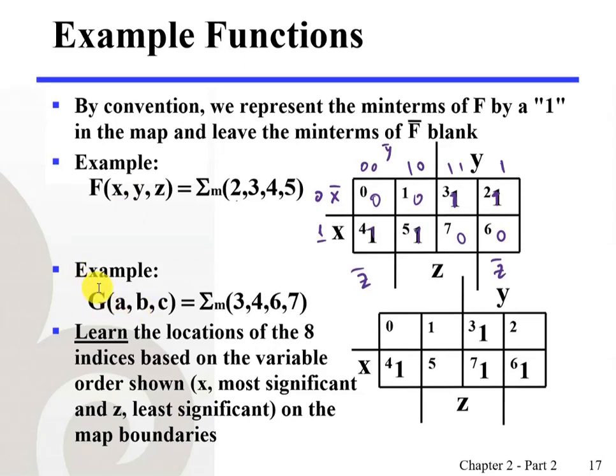Here we have another function, g, of 3 variables defined by a, b, c. Again, it is represented as a sum of product terms, minterms, in a compact way. We have 4 terms here as well. In the K-map, we indicate those locations by 1, which I also refer to as high or true: minterm 3, minterm 4, minterm 6, and then minterm 7. So you need to get used to the locations of these 8 indices: 0, 1, 2, 3, 4, 5, 6, 7. Here, x is the most significant and z is the least significant on the map boundaries.